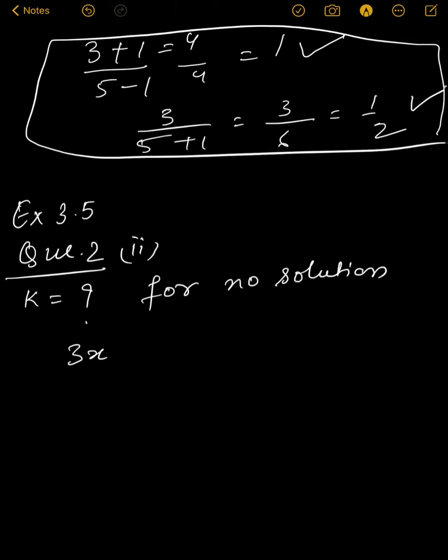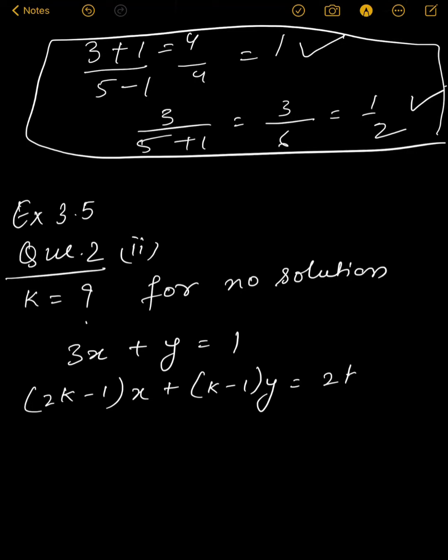Equations are 3x plus y is equal to 1, and the next is (2k minus 1)x plus (k minus 1)y is equal to 2k plus 1. So we have to find the value of k such that this system has no solution.